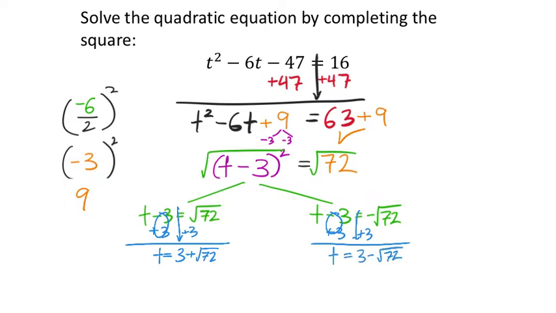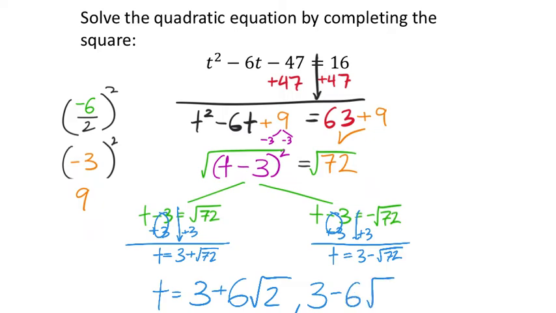So 72, one of the factors is 36. So the square root of 36 is 6. Should be 6 times the square root of 2. But I'm going to put this in the calculator just to make sure I don't make any mistakes, or hopefully. So I get both answers now. So I got t equals 3 plus 6 times the square root of 2, or, so I got my comma there, you could have 3 minus 6 times the square root of 2.